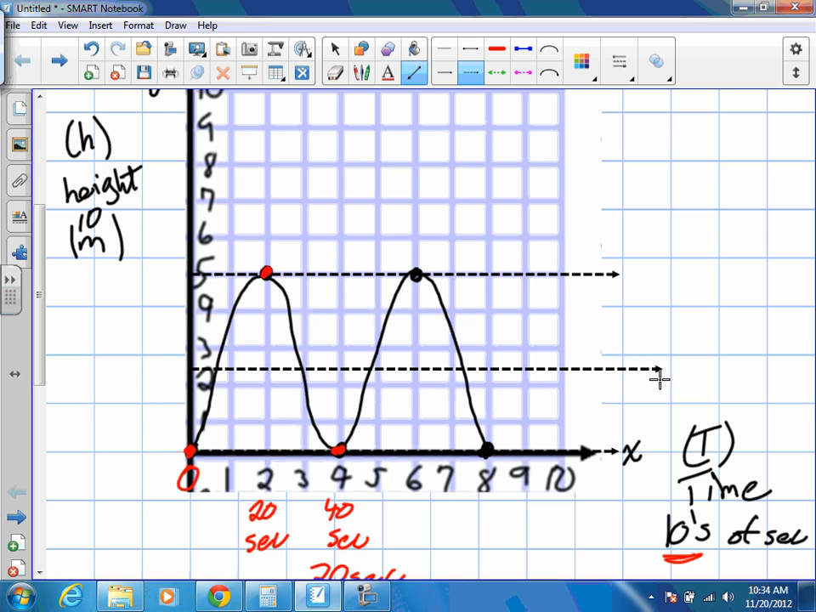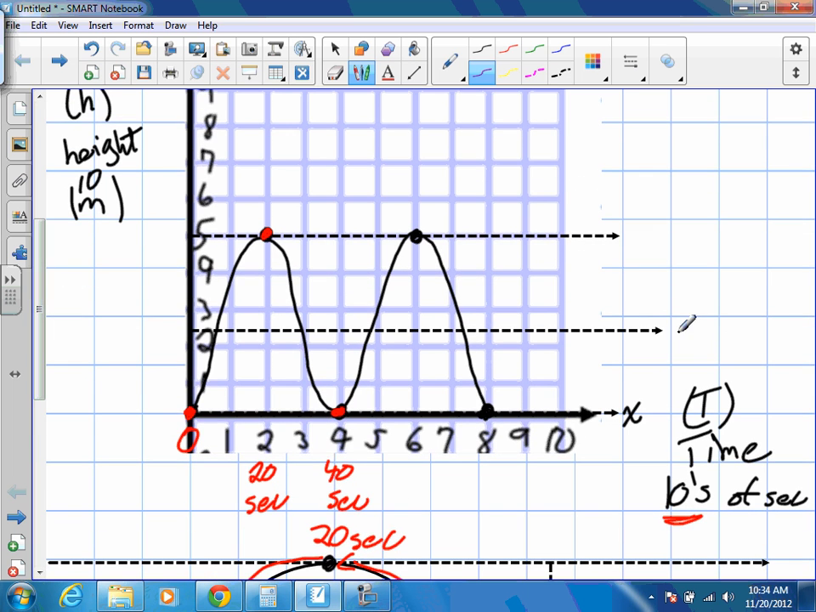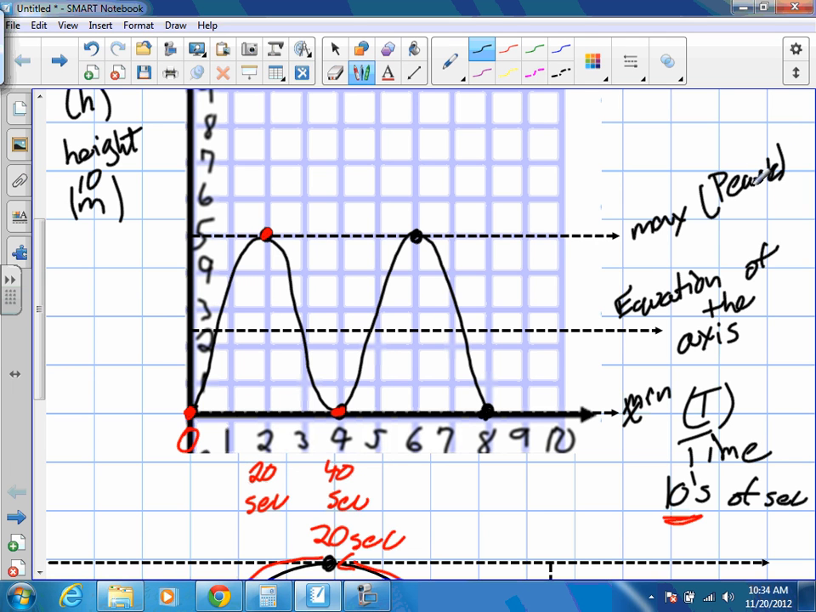We know that. Which also means that's probably where the axle of the Ferris wheel is. We're just kind of drawing extra information. You don't have to know all this to start. That would be the center of this circle. So the middle of this, and as we get into a sine function, this is also called the equation of the axis. We have our max, and we also have our min. They're also called peaks and troughs. Okay? The peak, and the trough. That's our lowest point. Okay?